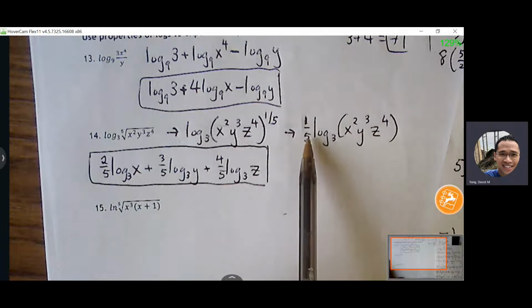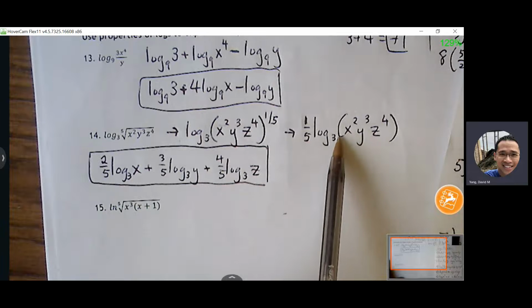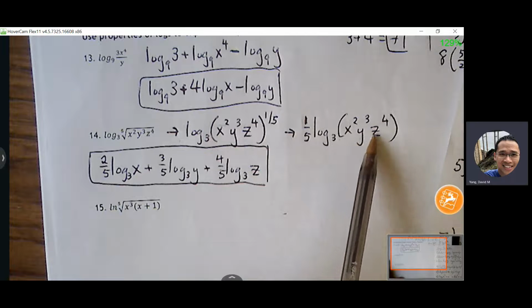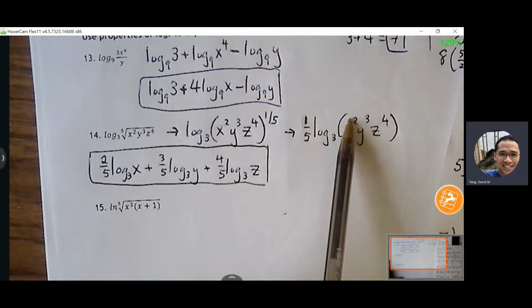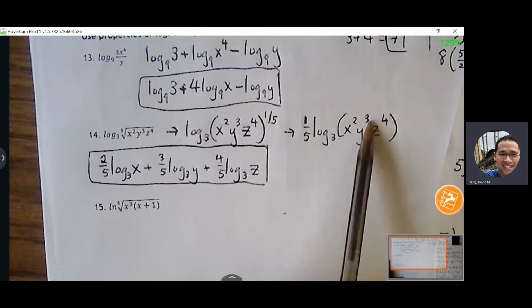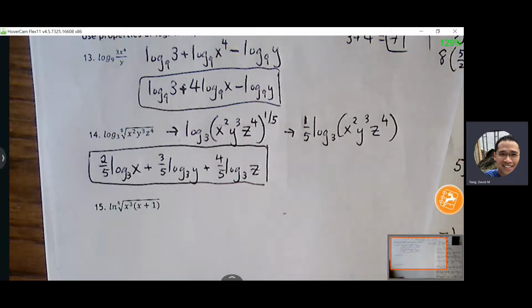So I'm distributing the 1/5 through, as well as separating each of these terms using product property. And then I'm also multiplying the 2, the 3, and the 4 down separately.